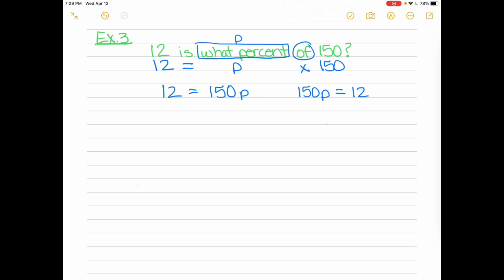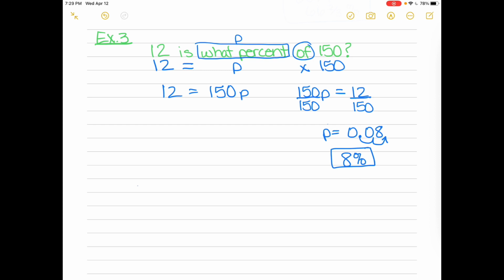Either way you do it, you're going to divide by the number that's next to the P, because you want that variable by itself. So I'm going to divide by 150 on both sides, and I get P equals 12 divided by 150. In your calculator, it will give you 0.08. I want it to be a percent, so I'm going to move the decimal point 2 places. So my answer is 8%.